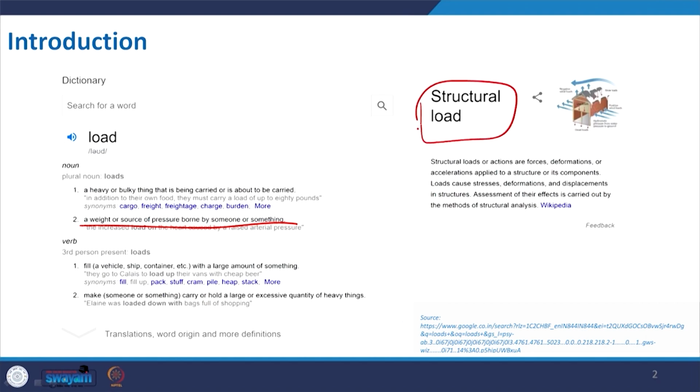It says structural loads or actions are the forces, deformations or accelerations applied to a structure, which result in stresses, deformation, displacement of objects, etc. That is the overall idea about load. But this particular lecture will talk about loads applied on structures in reference to buildings especially, and sometimes we will also discuss some other structural elements and architectural components. So let us move on.